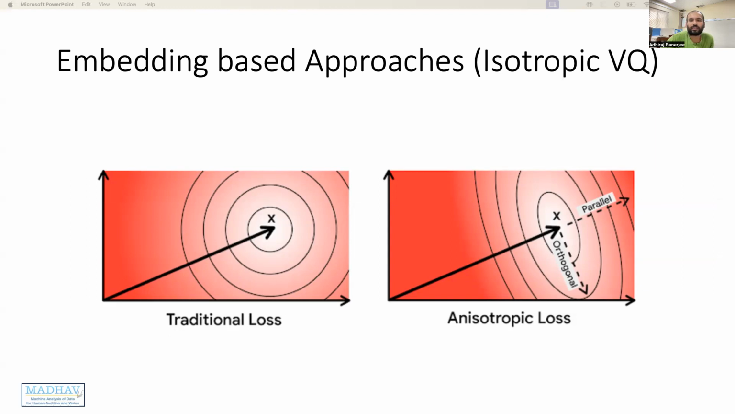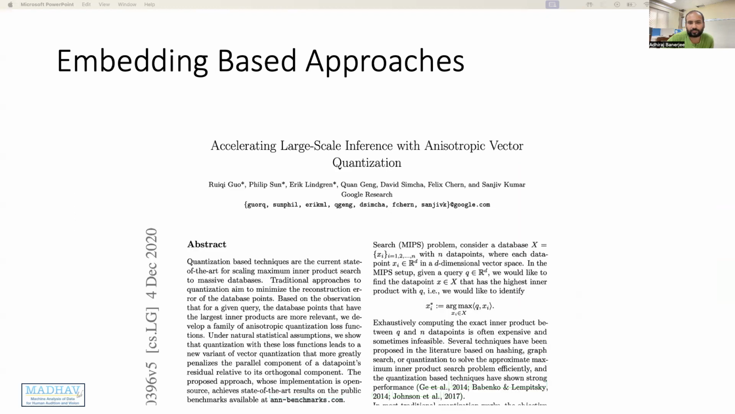Note in the view graphs, the circles and ellipses are regions where the loss is the same. As you can see in the traditional loss, we have circles as there is equal weightage on the two components of residuals. In the anisotropic loss, we see there is more weightage on the parallel error than the orthogonal error. So as you can see, in the parallel direction, the change in the loss is more than in the orthogonal direction.